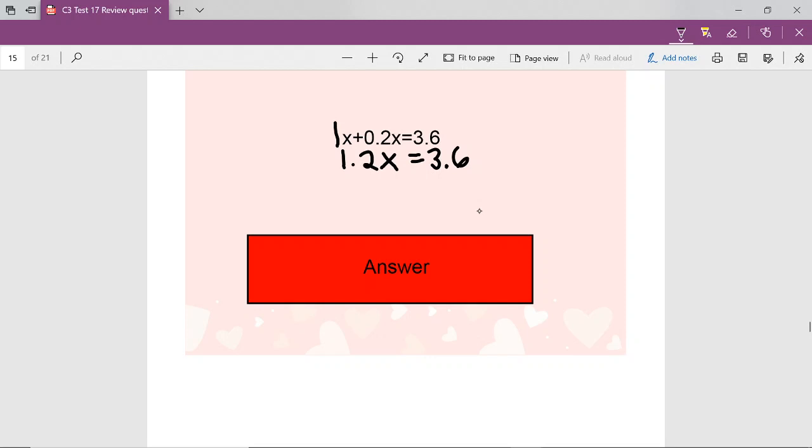And now, all I have to do is one more step. Since I've multiplied by 1.2, I divide by 1.2 on each side, get x is equal to, and make sure you work this out, 3.